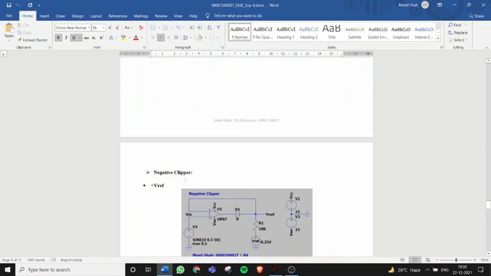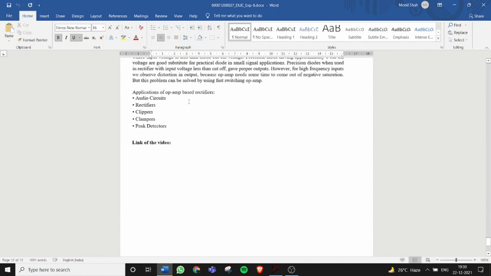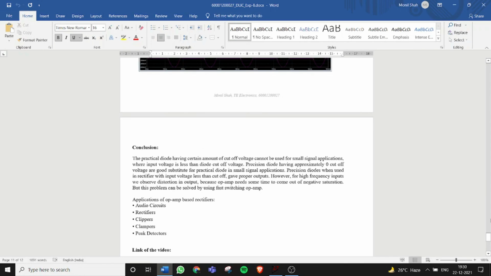And the applications of op-amp based rectifiers are audio circuits, rectifiers, clippers, clampers, peak detectors.